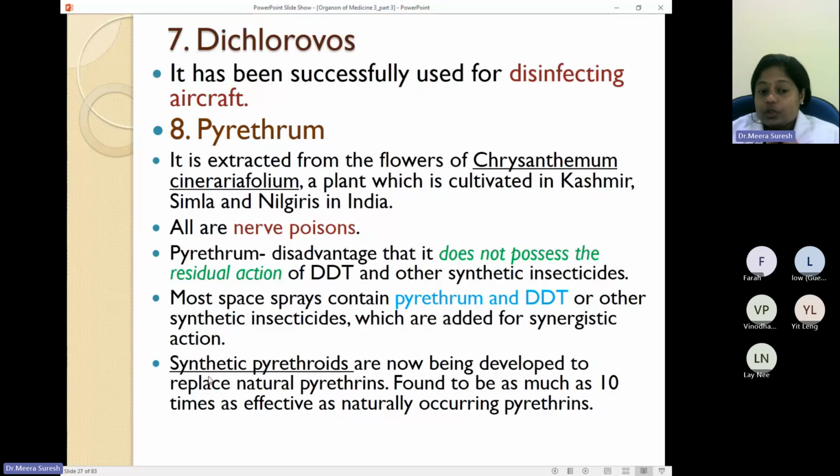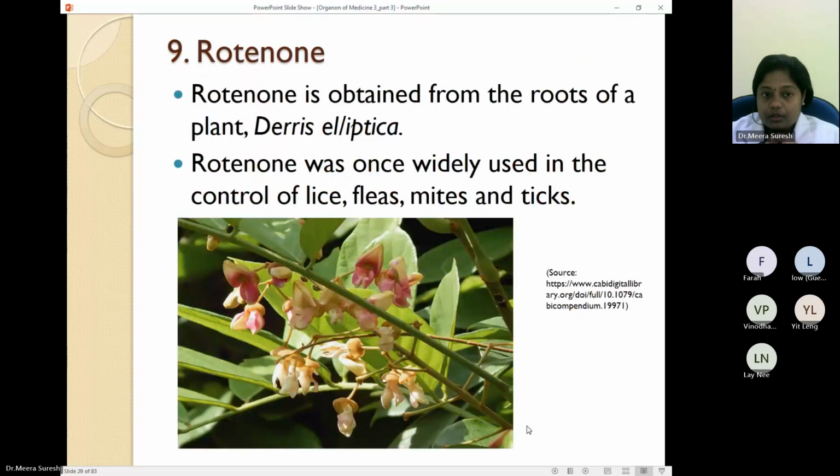And now, because a large quantity of the plants has to be produced to extract this pyrethrum, they go for synthetic pyrethroids being developed to replace natural pyrethrins. And this synthetic one is found to be 10 times as effective as the naturally occurring pyrethrin. The other naturally occurring one is rotenone, obtained from the roots of a plant, Derris elliptica. This was widely used once for the control of flies, fleas, mites, and ticks. Not the mosquitoes proper, but the other kinds of arthropods: the lice, fleas, mites, and ticks.